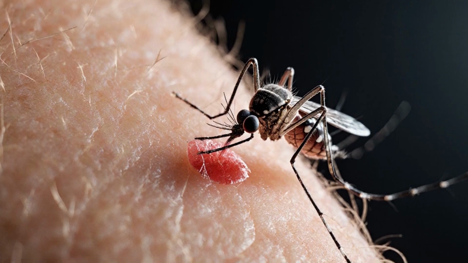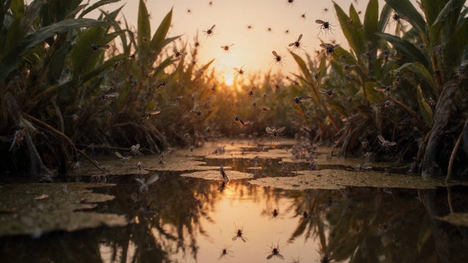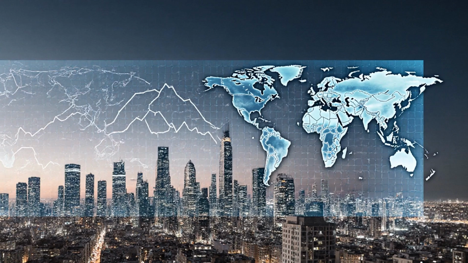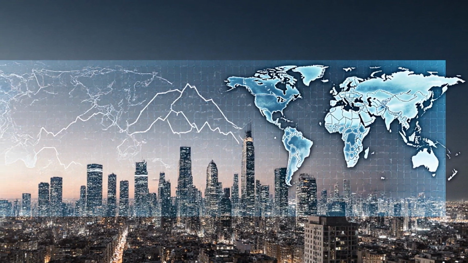These diseases are transmitted through the bites of infected mosquitoes. Coastal populations are particularly vulnerable due to mosquito breeding habitats. Disease spread is influenced by climate, urbanization, and vector control measures.